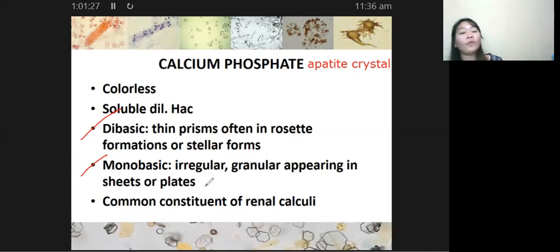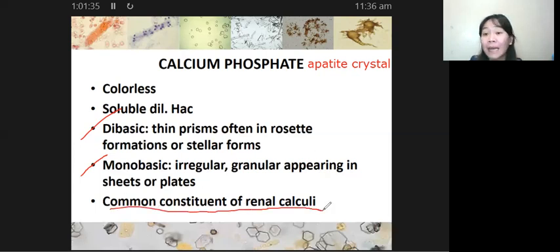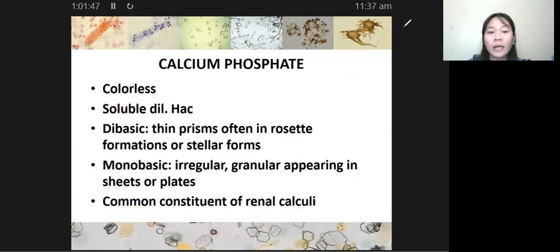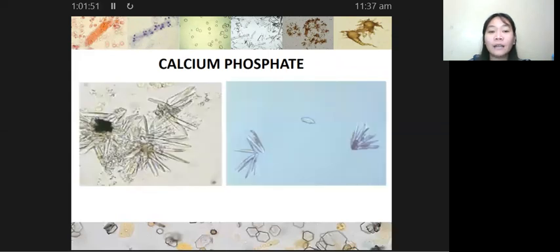Okay, so take note that your apatite crystal, when it comes to its clinical significance, is a common constituent of renal calculi or renal stones. Okay, so yan. Soluble in dilute acetic acid. Alright, so ito ang itsura ng ating apatite crystal or ng ating calcium phosphate under the microscope.